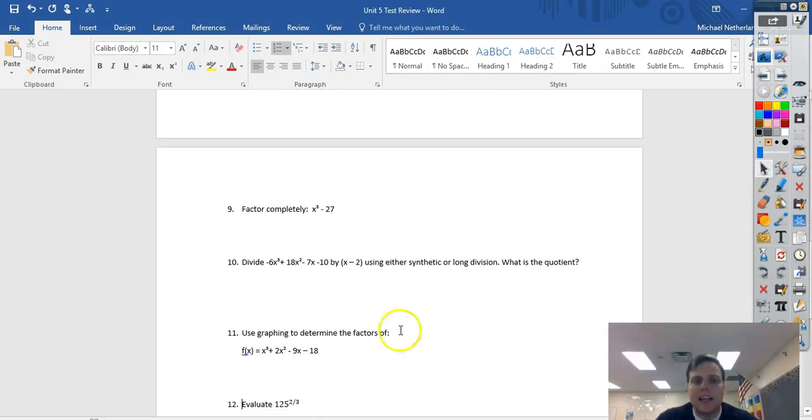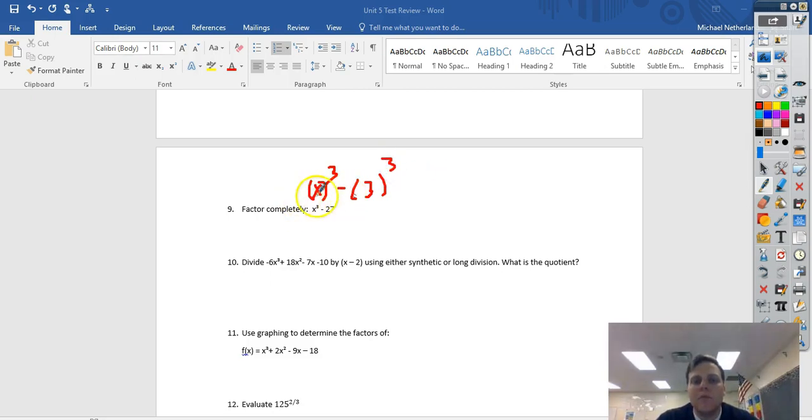Factor completely. X cubed minus 27. Ooh, this is the difference of cubes. Yesterday I did a sum of cubes. This is the difference of cubes, minorly different, a very small difference. So first off, what could you cube to get x cubed? Hopefully you're like, oh yeah, x. What could you cube to get 27? You think for a second and you realize, oh, 3.